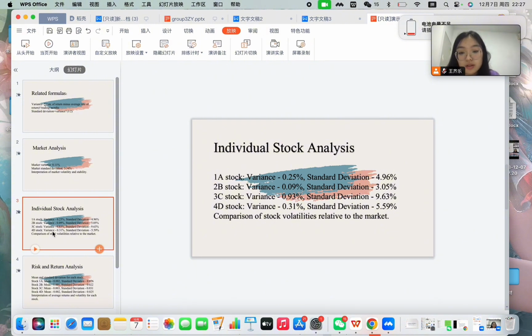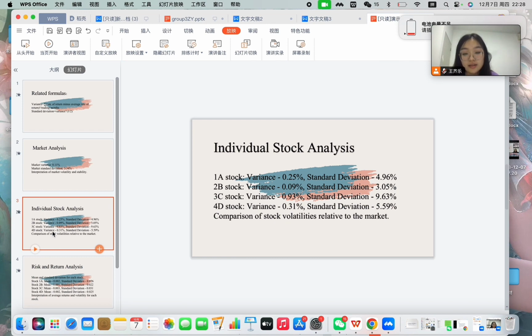Comparing these four stocks, we find stock 3C has the highest standard deviation, including the largest price fluctuations, the least stability, and the highest risk. However, with the high risk, the return of stock 3C may also be the highest.